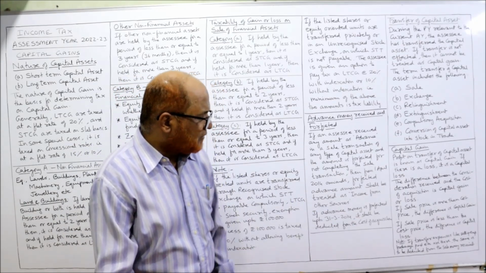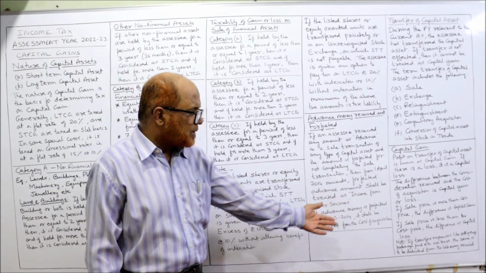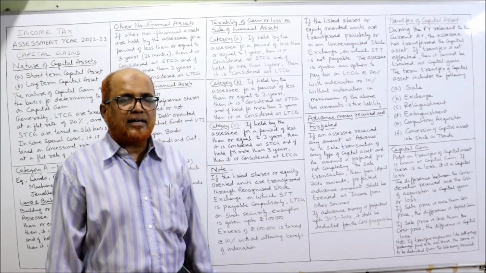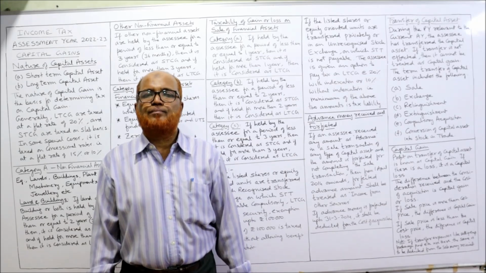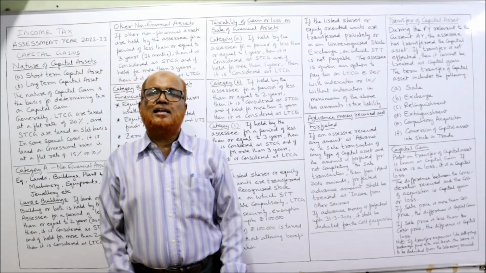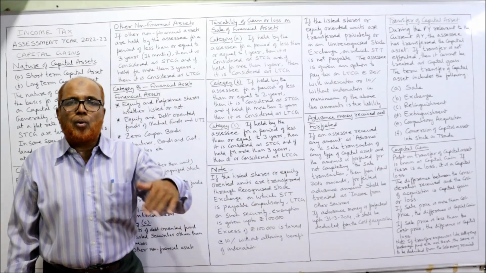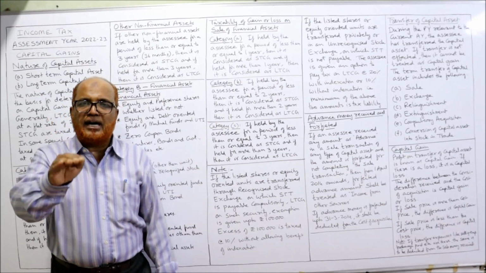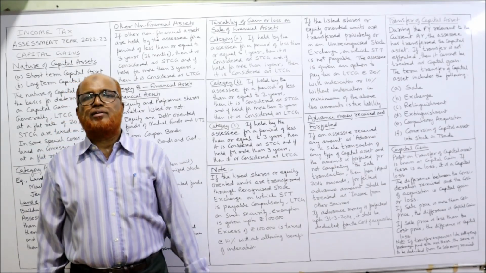Lastly, note, if transfer expenses, selling expenses, brokerage paid, etc. are there, the same should be deducted from the consideration received. Example, sometimes to sell the asset, the assessee has incurred some selling expenses, brokerage paid. That selling expenses, brokerage paid will be deducted from consideration received.